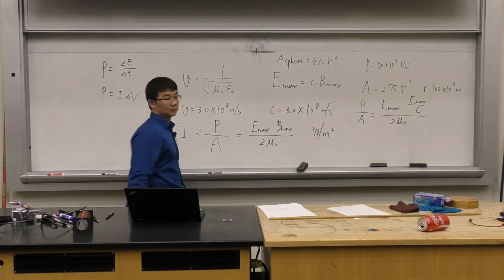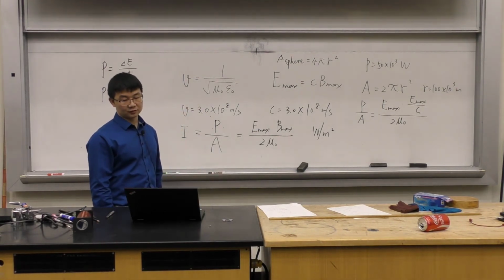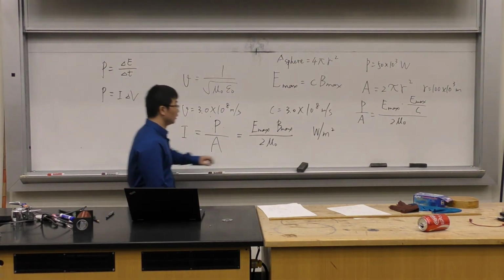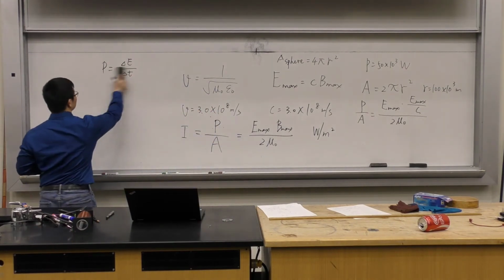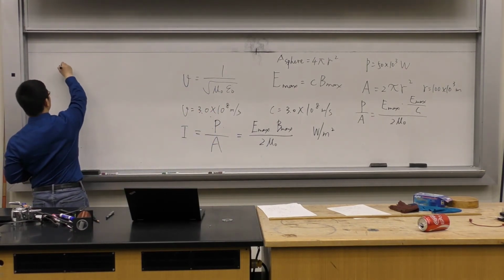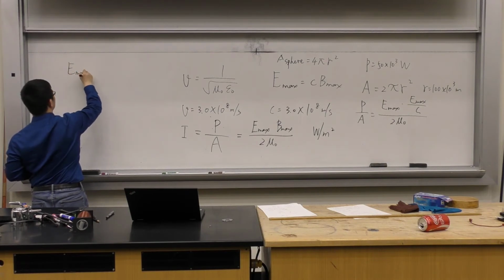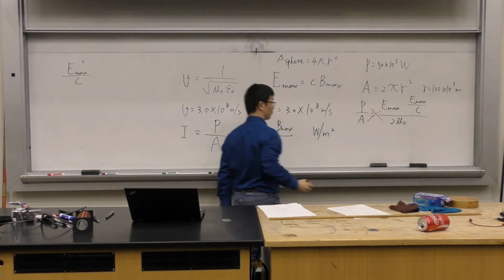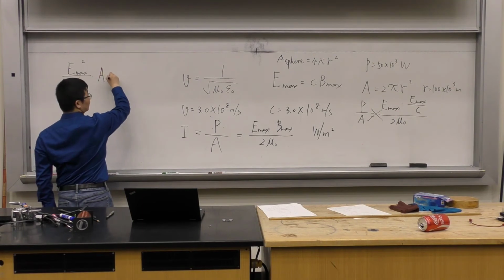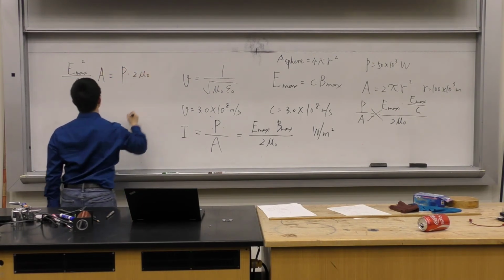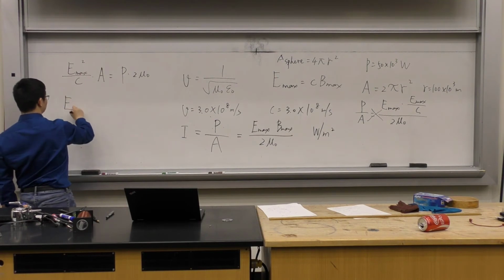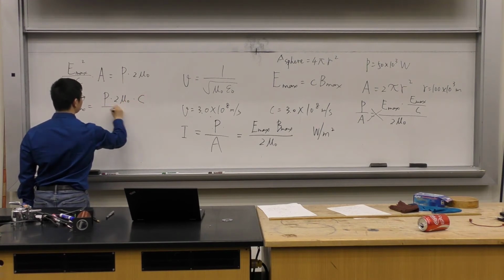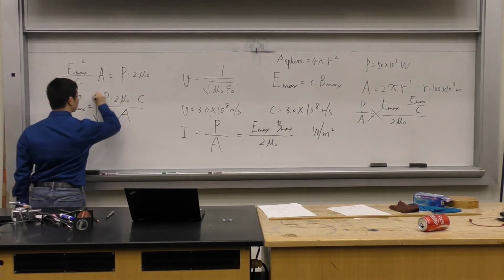Okay, pause the video, do the math, and see if you can get the right answer. All right, so let's see. First of all, let's rearrange this equation. The easiest way is to cross multiply. You will get Emax squared divided by c, times A, equals P times 2 mu naught, right? And then Emax is going to be the square root of P times 2 mu naught times c divided by A.